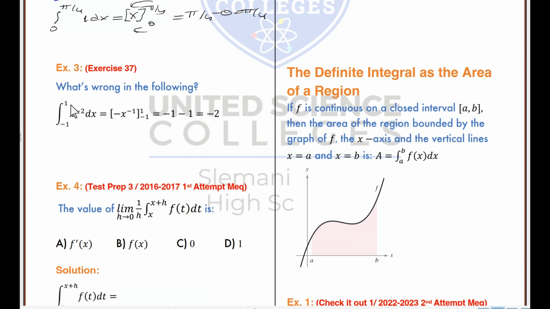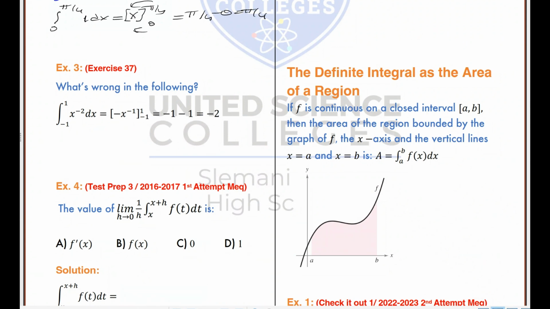The integral from negative 1 to 1 of x to the negative 2: taking the antiderivative, increasing the power by 1 makes negative 1, divide by the same power, negative in front or in denominator, and evaluate this at the upper and lower bound. It's going to be negative 2. So what is wrong? Isn't it the solution?